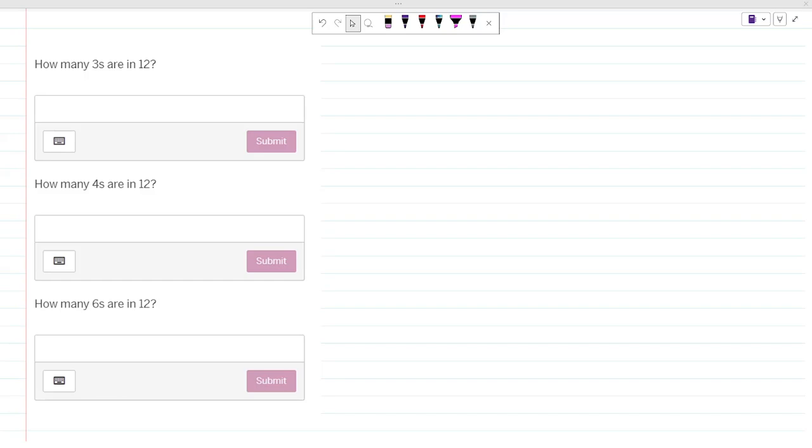It says, how many 3s are in 12? We'll do this first one first. So let's think about if we have 12. So let's draw 12 holes. 1, 2, 3, 4. Make sure you're doing this on your notebook paper with me or in your notebook. So 1, 2, 3, 4, 5, 6, 7, 8, 9, 10, 11, 12.